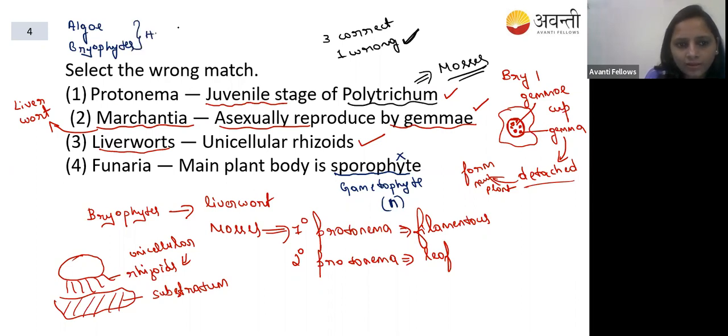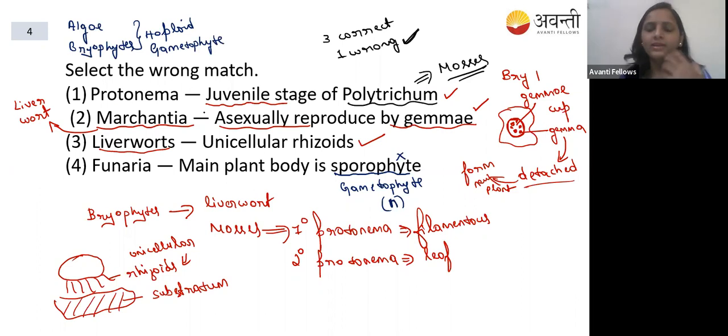The adult one is haploid in structure. That predominant stage we call the gametophyte stage. But in pteridophytes, gymnosperms, and angiosperms, we see the sporophyte stage.